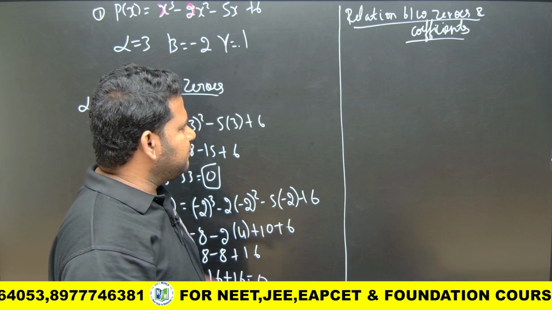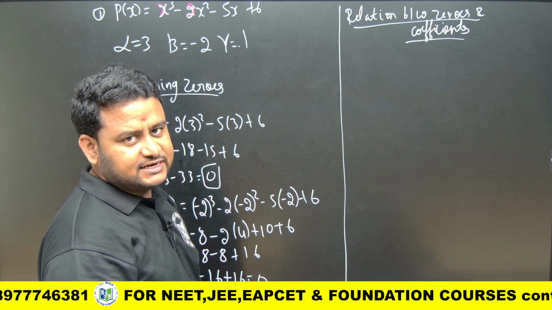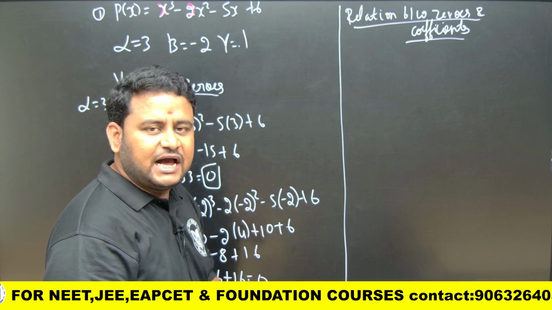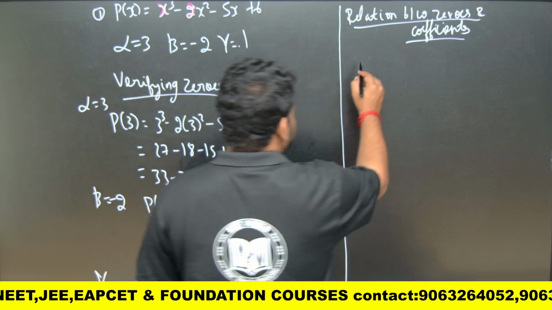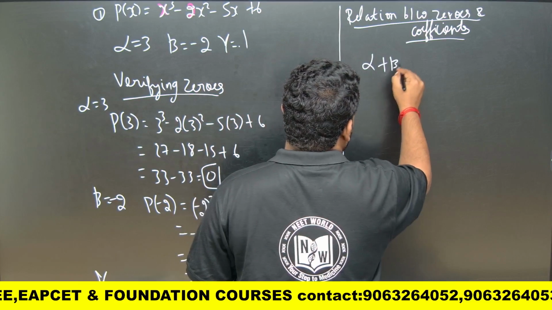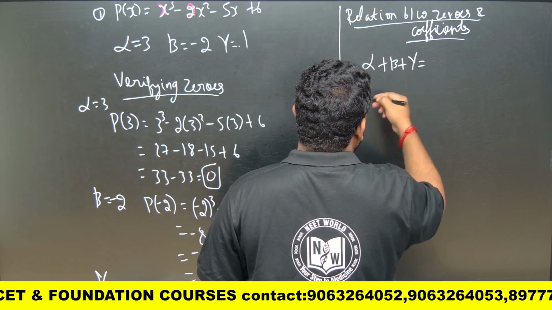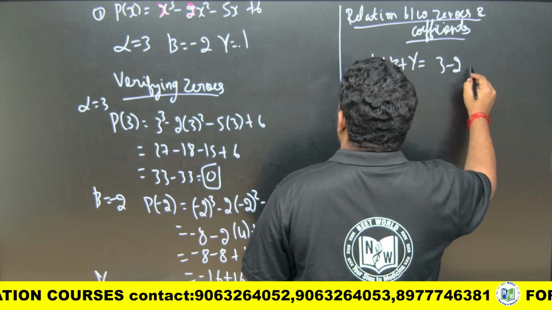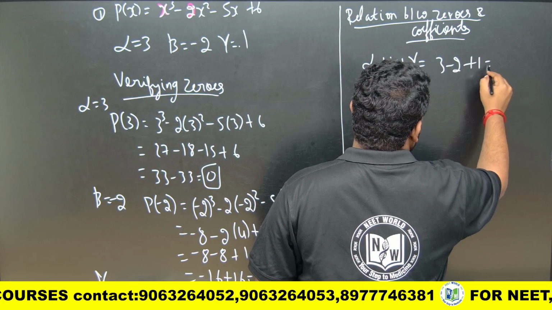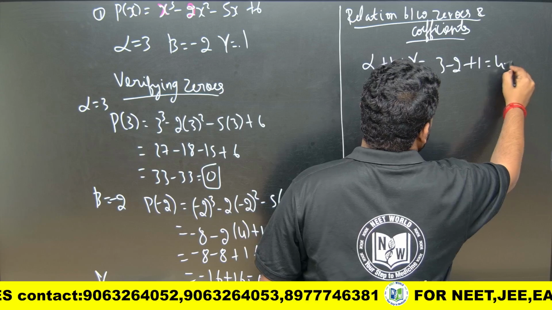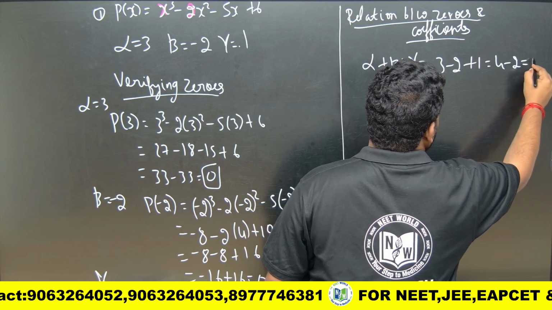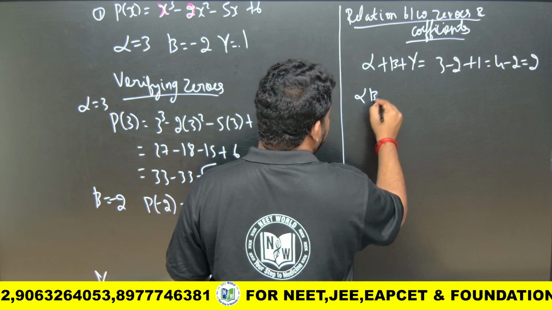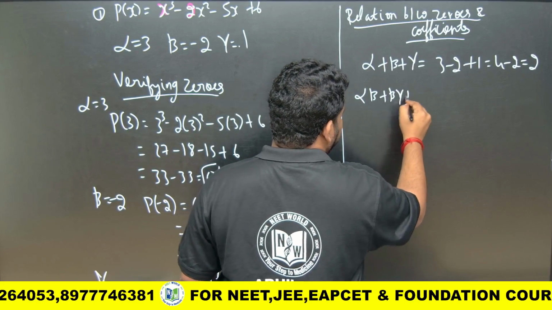Now, to establish the relation between zeros and coefficients, what are the things I need? I need the sum of the zeros, the product of the zeros taken two at a time, and since it is a cubic polynomial, the product of the zeros. First, the sum of the zeros, alpha plus beta plus gamma, is nothing but 3 minus 2 plus 1, that is 4 minus 2, equal to 2. Now the product of the zeros taken two at a time, that is alpha into beta plus beta into gamma plus gamma into alpha.